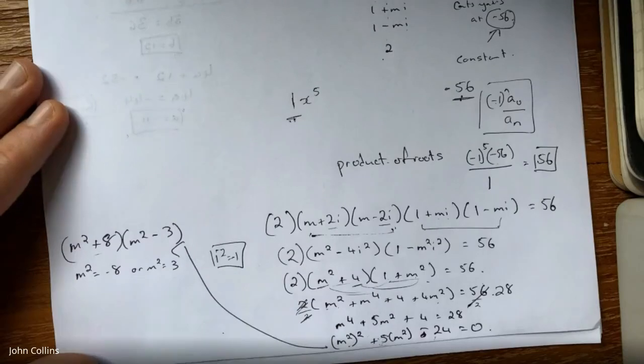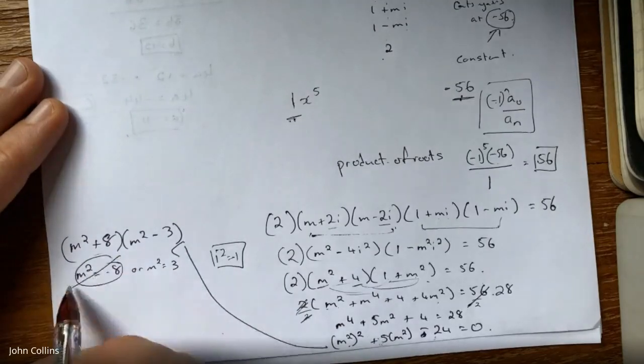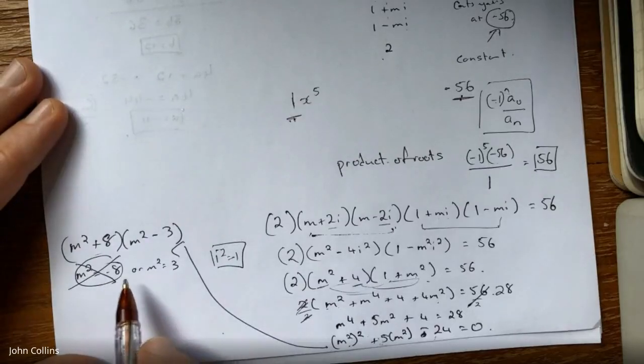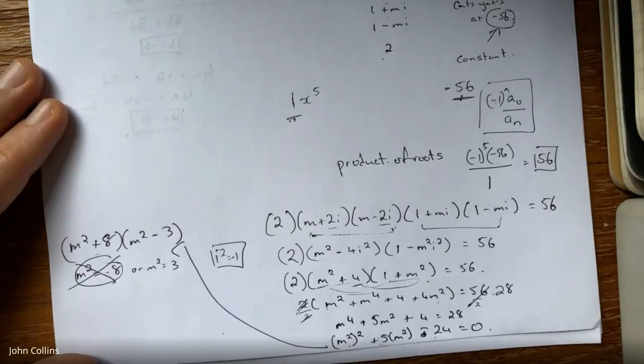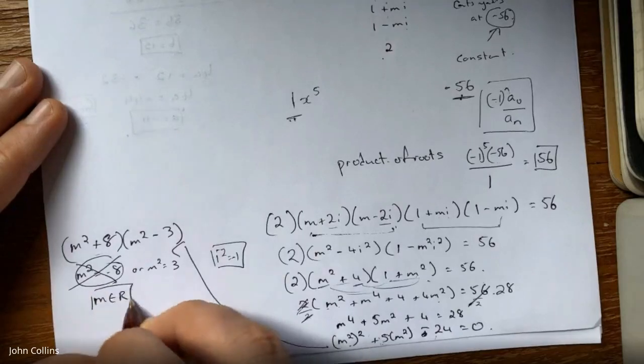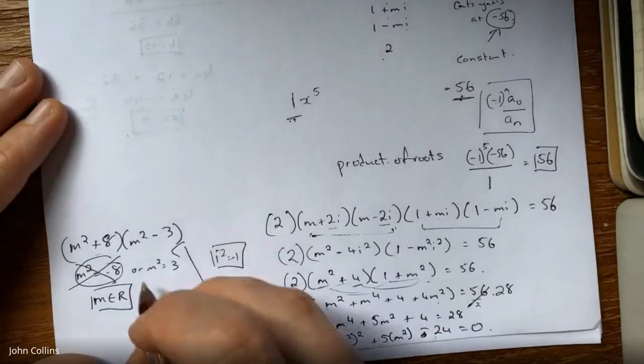Now, which one do I select and which one do I dismiss? This one is automatically dismissed because it's going to be the square root of a minus number. It's going to be a complex number. Normally I would have to include that, but in the question it says m is real. So I must go with this one.